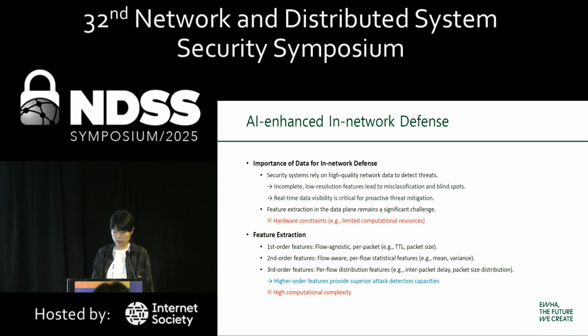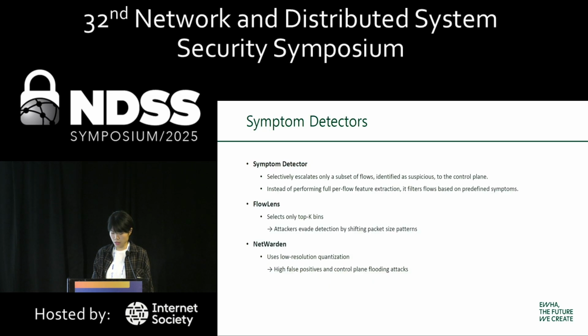It is well established that higher-order features enhance attack detection capabilities. However, extracting these features in the data plane is challenging due to high computational overhead. A symptom detector is a selective feature extraction mechanism in the data plane, and it escalates only a subset of flows to the control plane for attack detection. So instead of performing full per-flow feature extraction, it filters flows based on predefined symptoms.